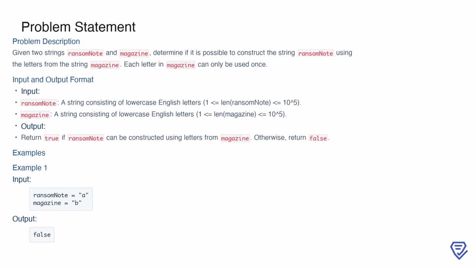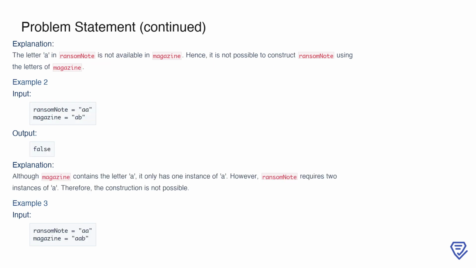The output is a Boolean value, true if it's possible to construct the ransom note using the letters from magazine, and false otherwise. Let's go through a few examples to clarify this further. In the first example, the ransom note is A and the magazine is B. Here, the letter A that we need for the ransom note isn't found in the magazine. Since there's no match, it's impossible to construct the ransom note, so the output is false.